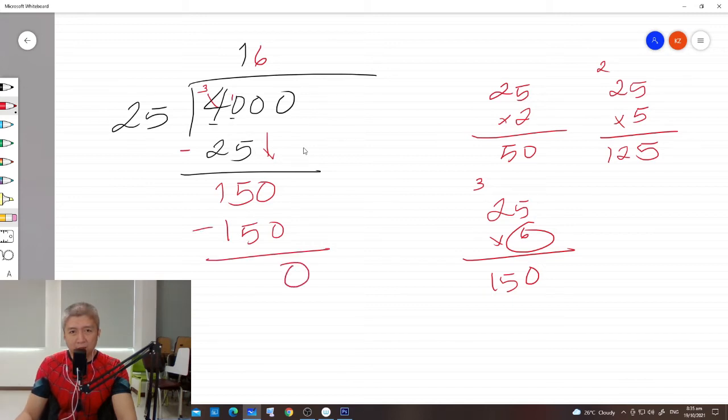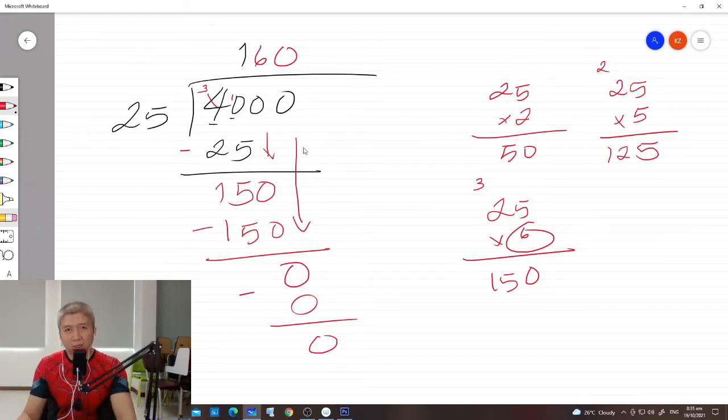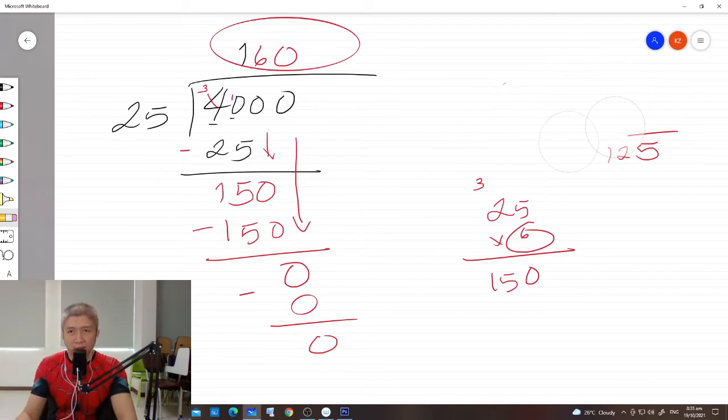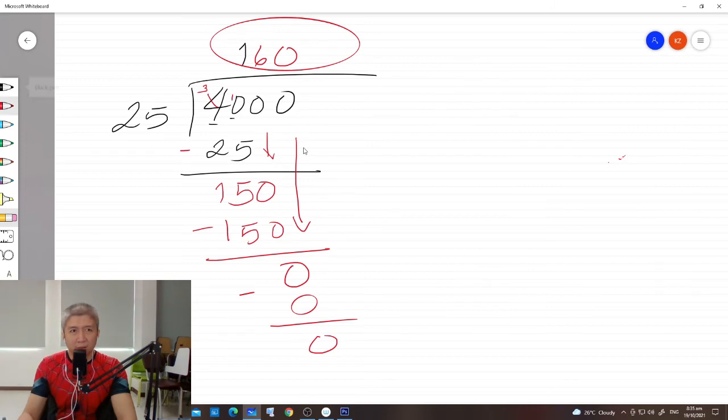Then, meron tayong 0. Okay, so bring down 0 tayo. Ganun na rin yun. So, 0 pa rin. And 0. Okay, so ang sagot natin is 160 apples sa isang basket. In one basket, meron tayong 160 apples. So, yan ang ating sagot.